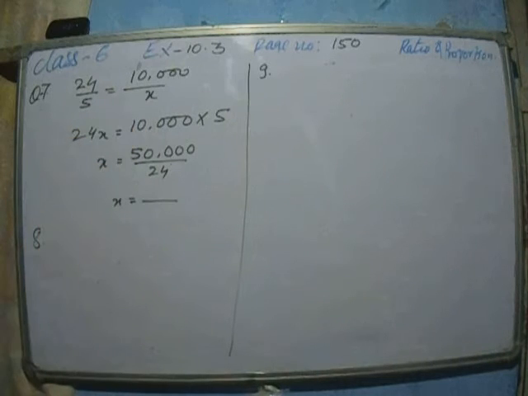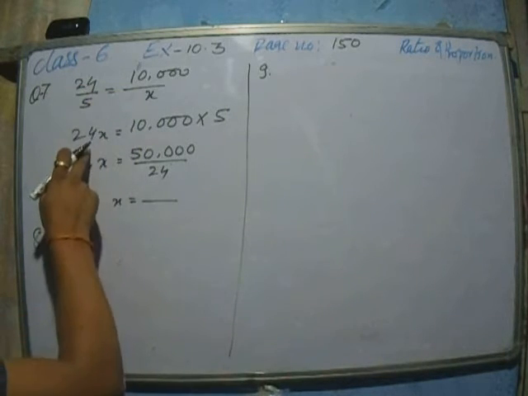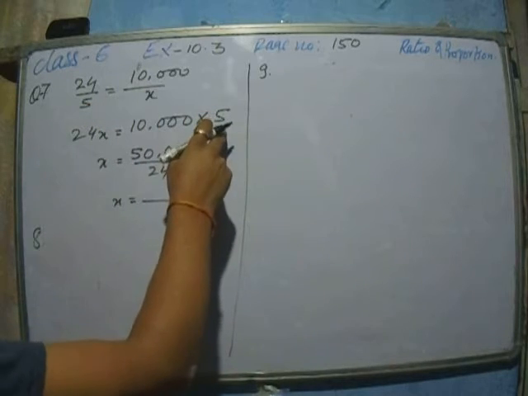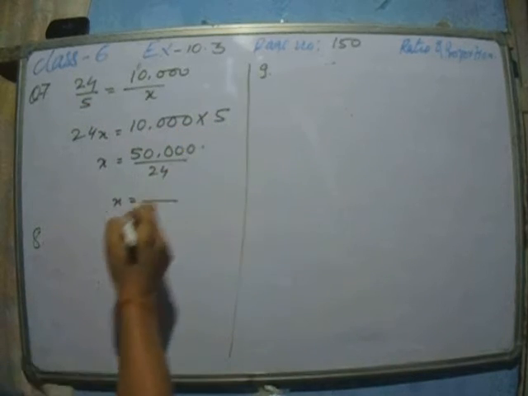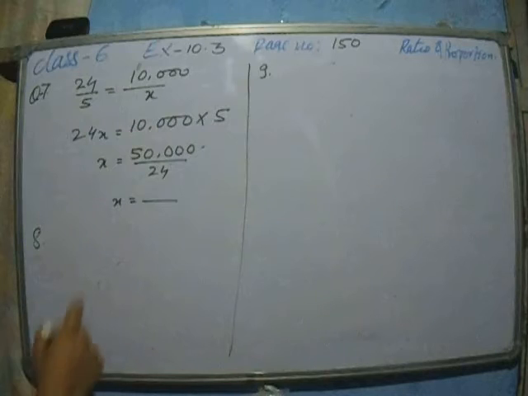Okay. So we are going to cross multiply. So 24 into x is 24x, then 5 into 10,000 we will do here. So 5 into 10,000 is 50,000. Then after that 24 will come down. So here we have to divide it.